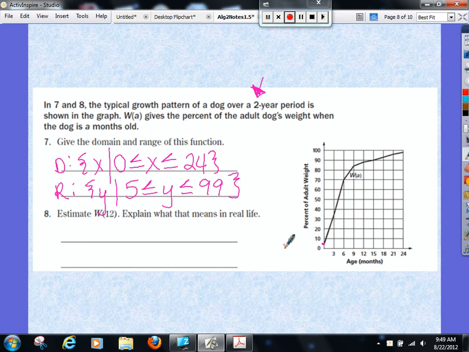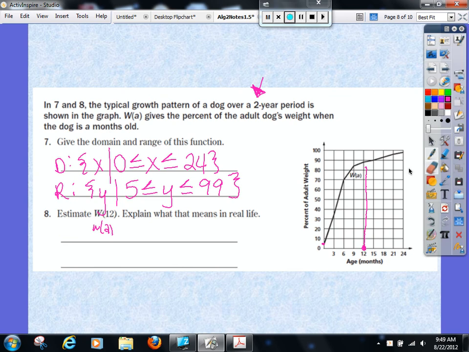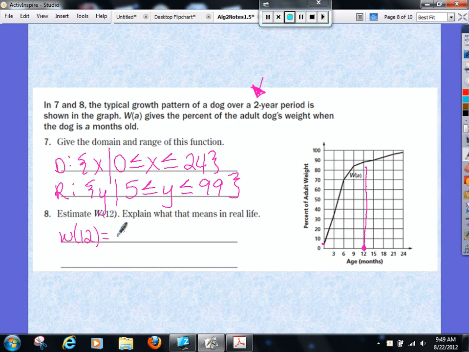Estimate W of 12. What does this mean in real life? Well, W of 12 is the same thing as W of A is our function. So where does A equal 12? We go here. That's where it is. Go on up. And it looks like maybe W of 12 is, I'm going to erase that, it's in my way, 88. I don't know if you disagree or not. W of 12 is 88.